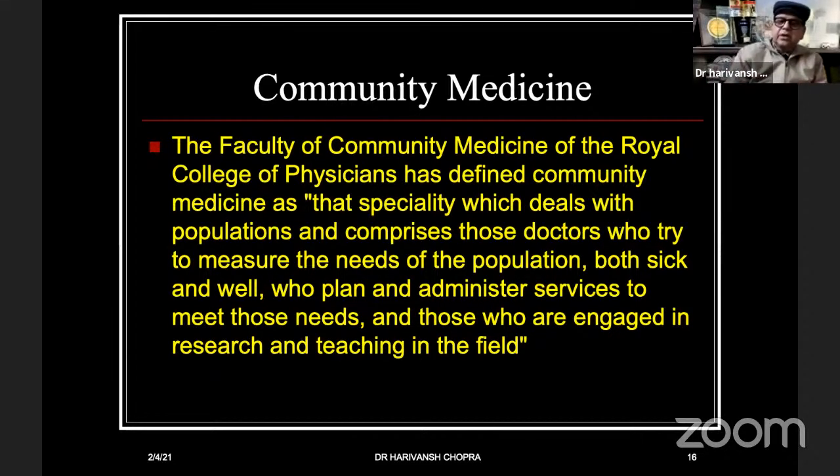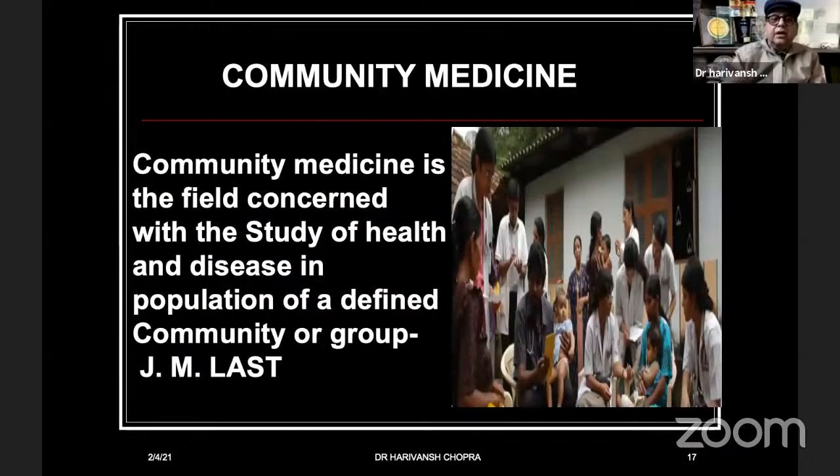They are going to measure the health needs of the people, right? Then they are going to plan and administer the services to meet those needs, and those who are engaged in research and teaching in the field. This is the definition given by the Royal College of Medicine, right? Then another definition, given by Last, is that community medicine is the field concerned with the study of health and disease in the population of a defined community or a group. This is the simplest definition.